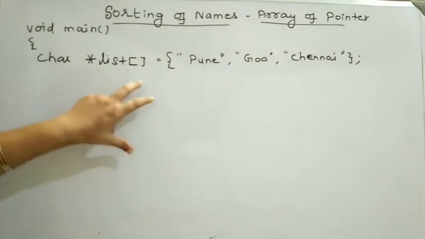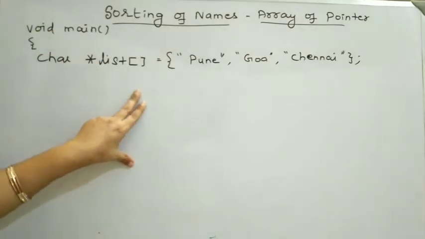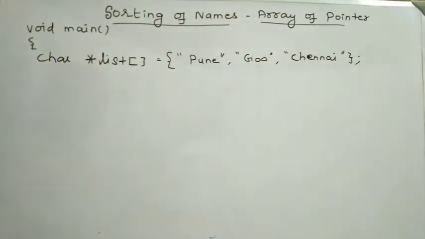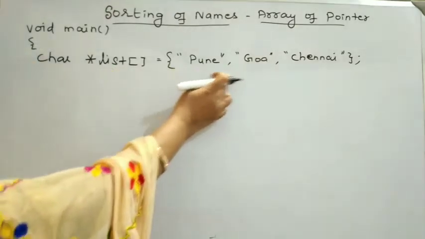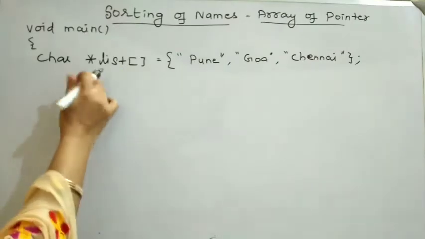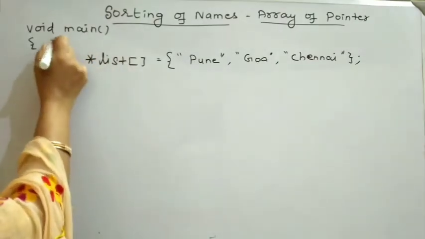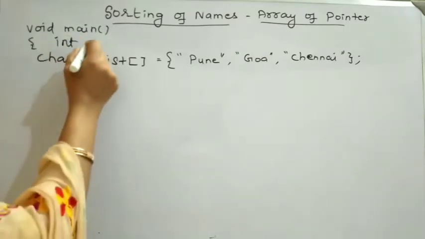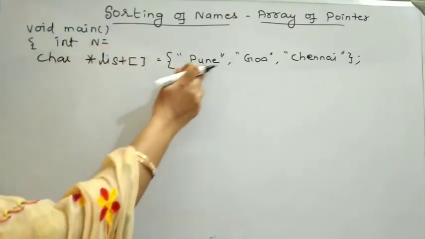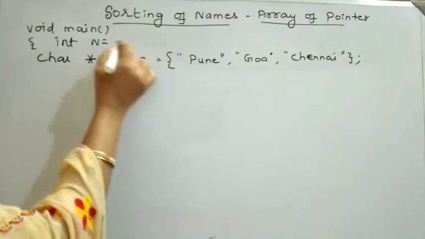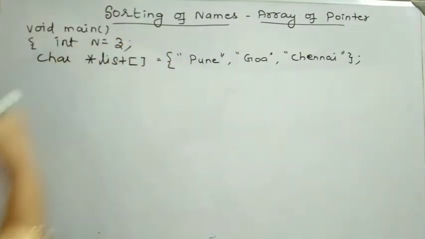So we have understood the logic behind our program. Now we are ready to write our C program. I have written the main function. These are the given string values, which are stored in an array of pointers. Before this, I need to declare an integer variable n. n points to the number of elements in my array, that is, the number of elements is 3.